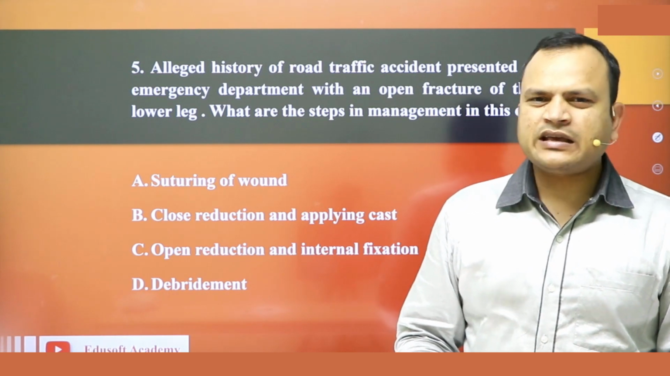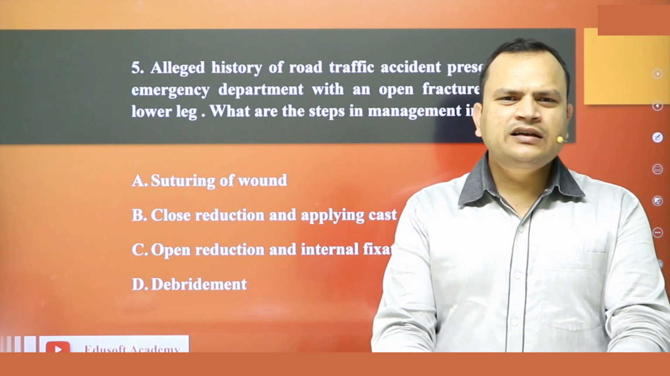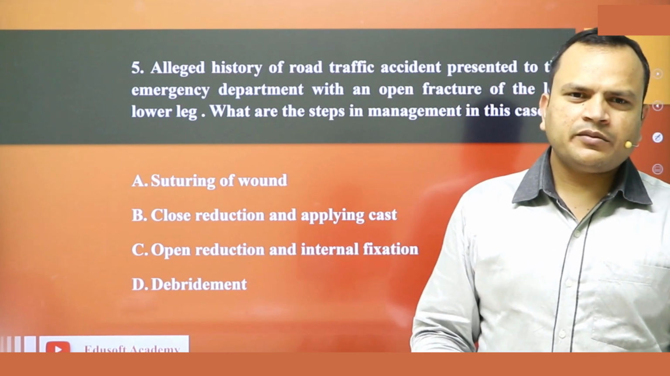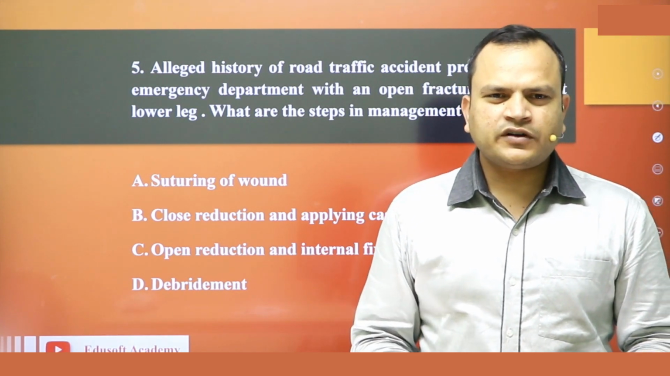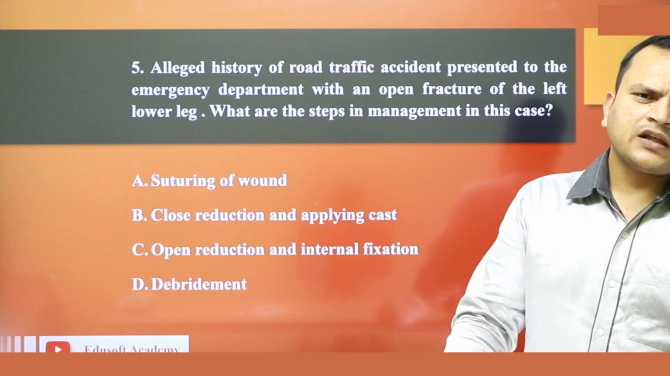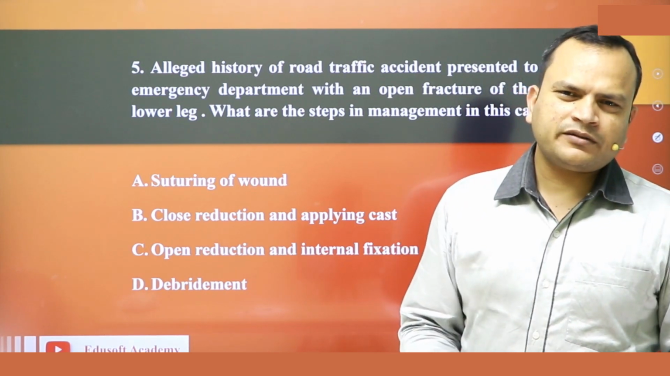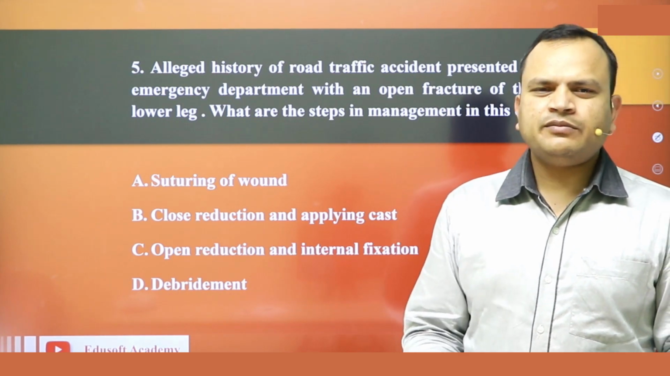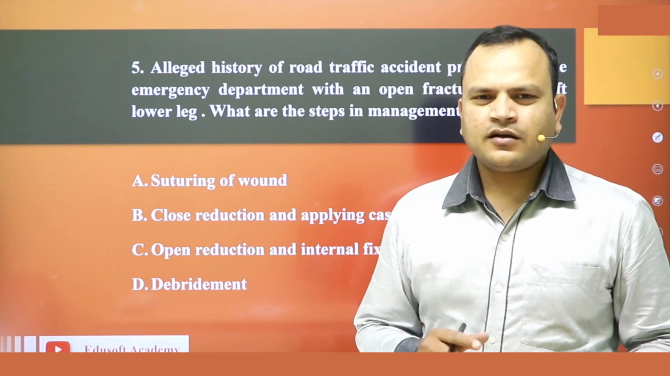Post reduction and applying cast. It's an open fracture, so with a cast it will be very cumbersome for us to do regular dressing. And then coming to open reduction and internal fixation, even this is not the appropriate answer, because the most important part is removal of all the contaminants. That can only be done with debridement. So in any case of open fracture, the first step is debridement.